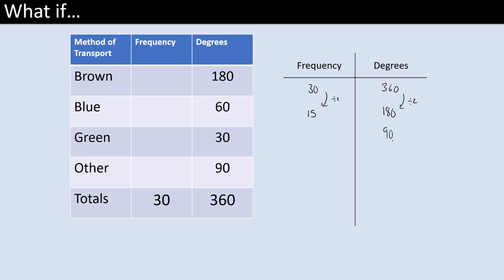180 to 90, I can, again, divide by 2. So for my 90-degree section, that's just going to be 7.5, which doesn't make sense in terms of the thing that we've got here, but it's what the numbers would say. Okay, probably tell that I made this example up rather quickly.